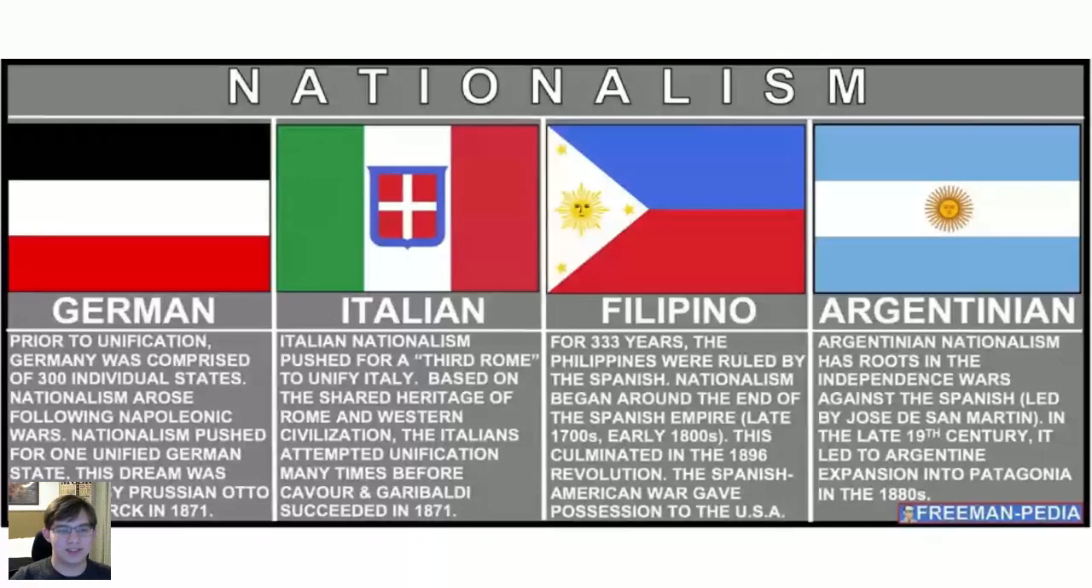So the Germans, you see the German unification, and prior to unification, Germany was comprised of 300 individual states. You don't think about Germany being a very young state, but they're really a young state. And so nationalism rose following the Napoleonic Wars and following the, what was it called? In 1815, there was a thing that happened where the European countries came together and they decided, what are we going to do with Europe? And afterwards, Germany really became very unified. The Congress of Vienna.